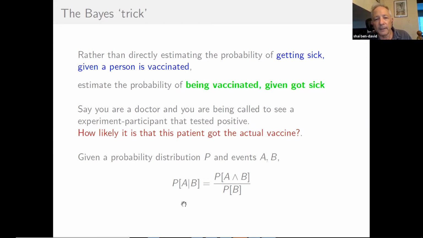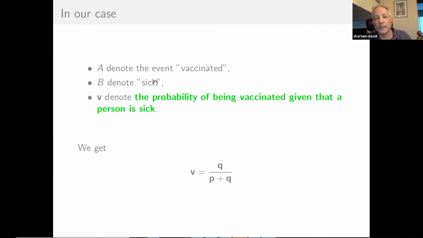The Bayes rule tells me that if I want to estimate the probability of A given B, then it's just the probability of A and B divided by the probability of B. In our case, A is vaccinated, B is sick. So we want the probability of being vaccinated given that you are sick. This is Q over P plus Q: the sick people who got the placebo plus the sick people who got the vaccine. Now what we want to estimate is this number. Again, we have empirical estimates of this ratio, and we want to get the true ratio in the population.